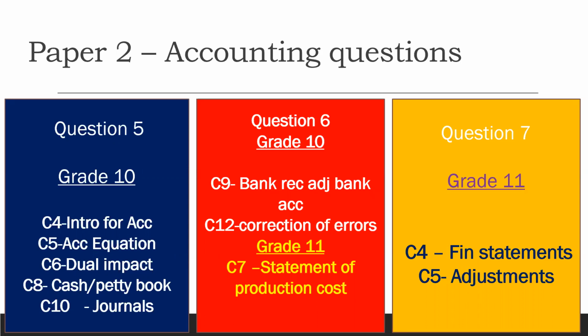Debit depreciation expense and credit accumulated depreciation. How do you record depreciation in the financial statements? You record depreciation expense as an expense in the income statement or profit or loss statement. If it is sales related, it's a distribution cost. If it is administration related, it's an administration cost.